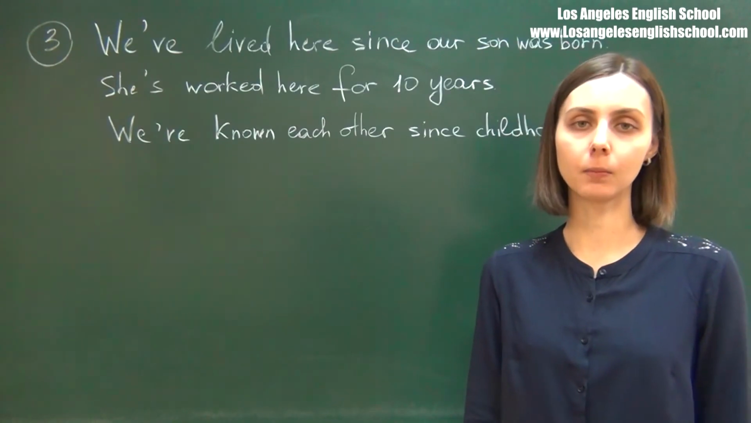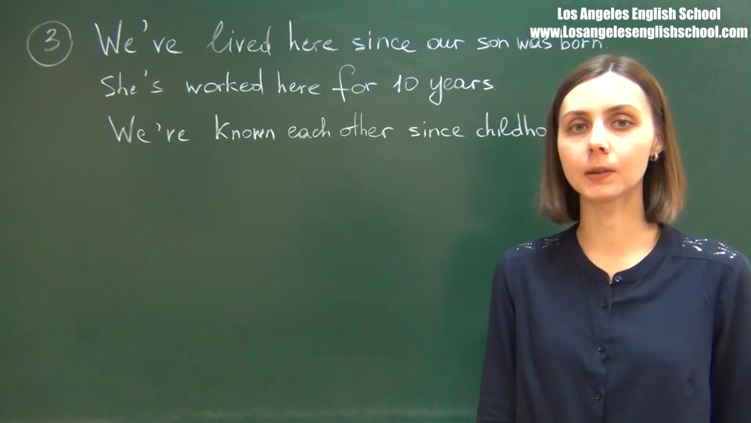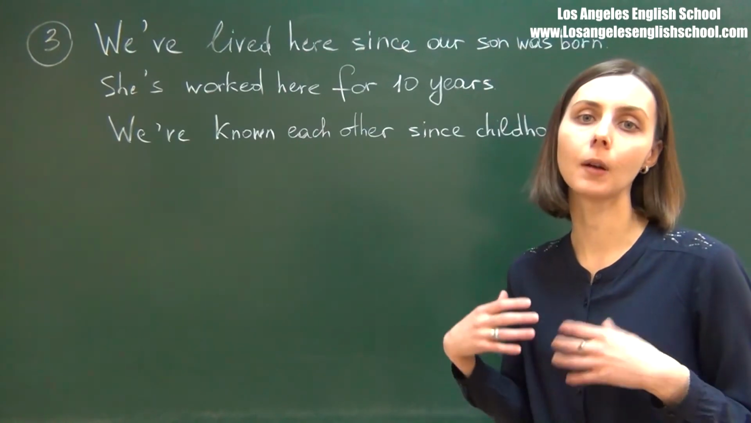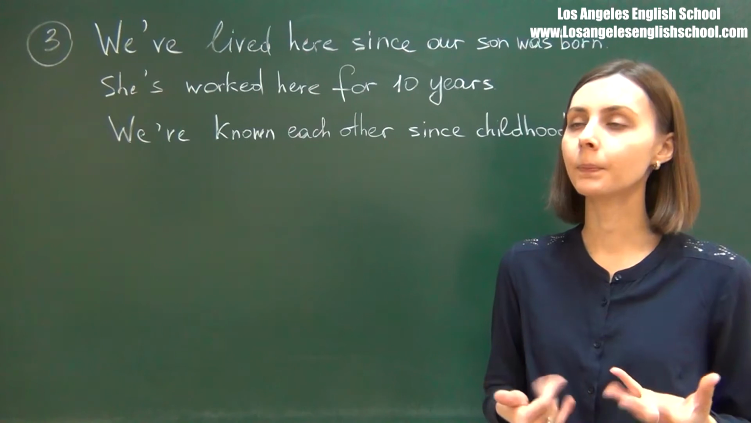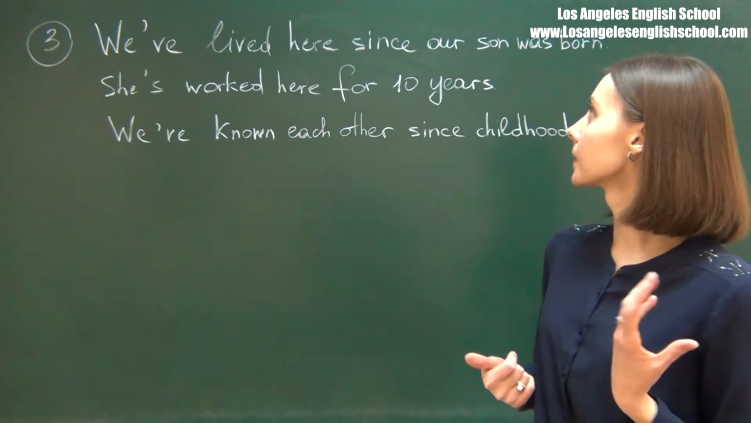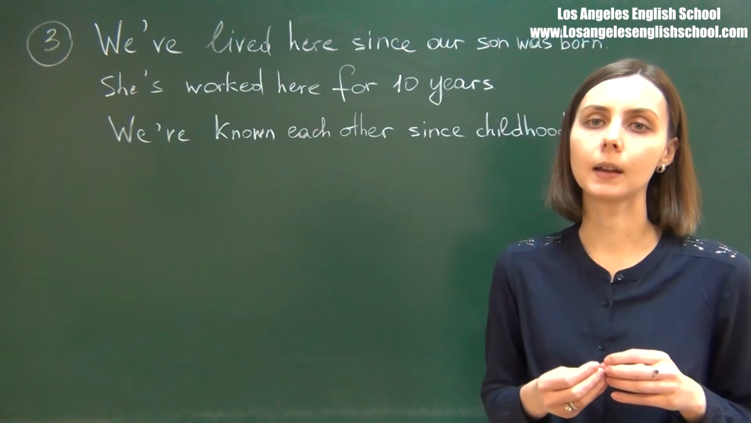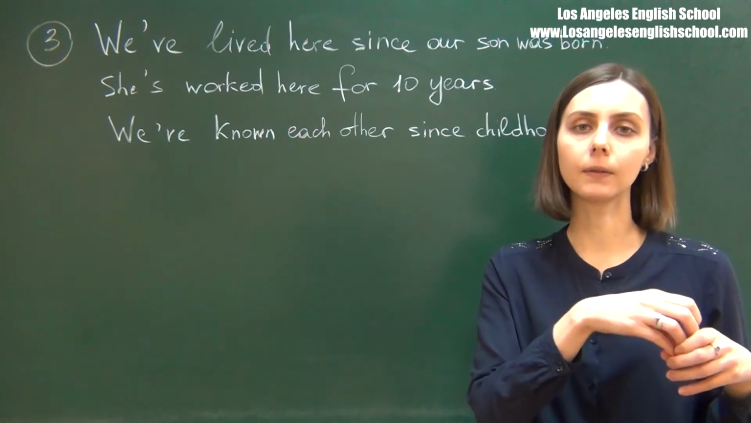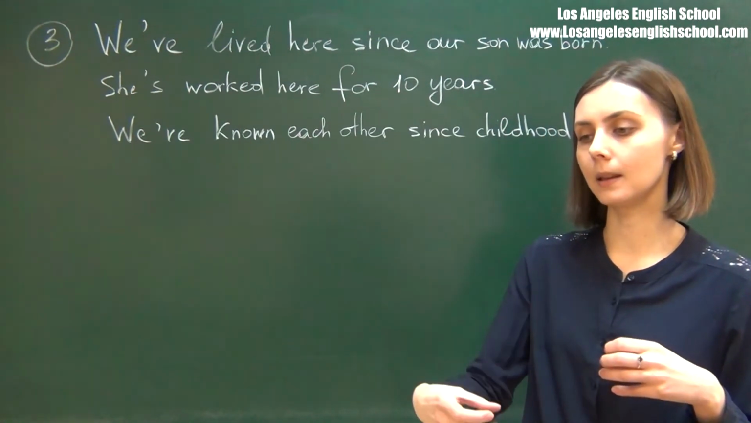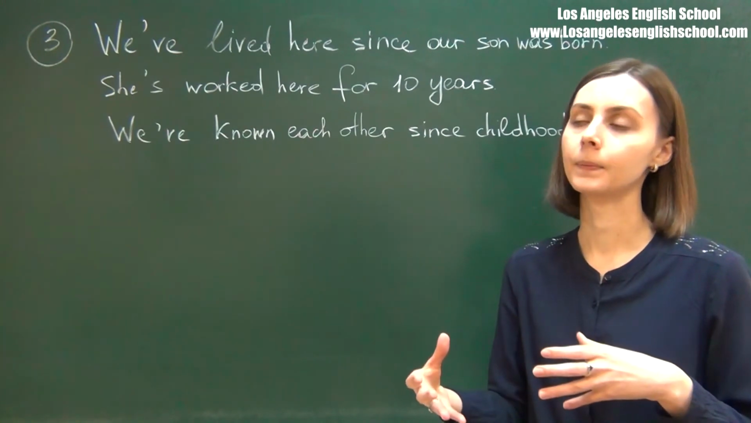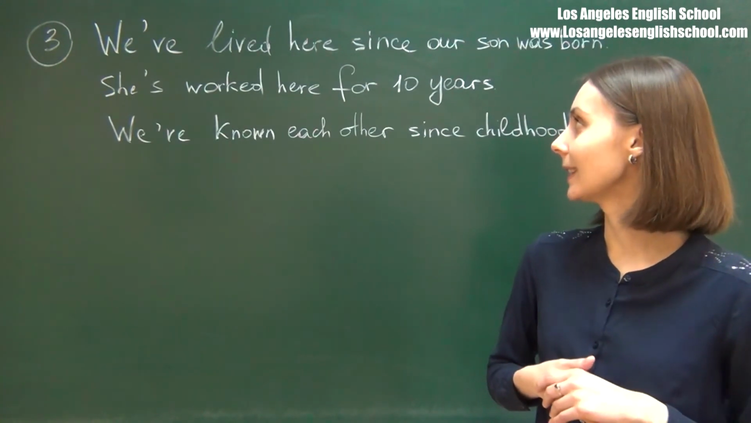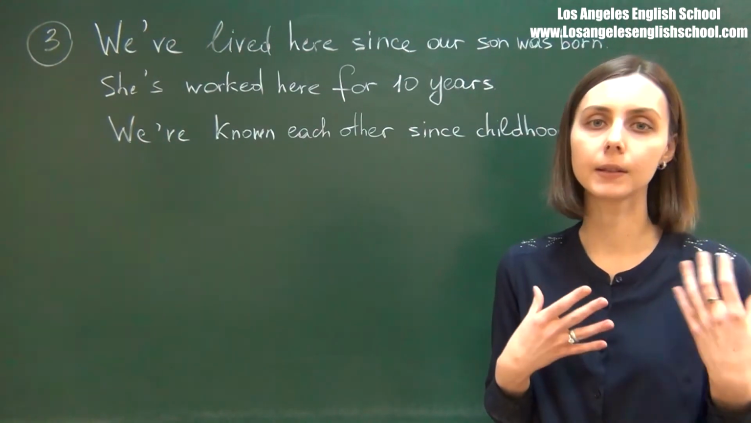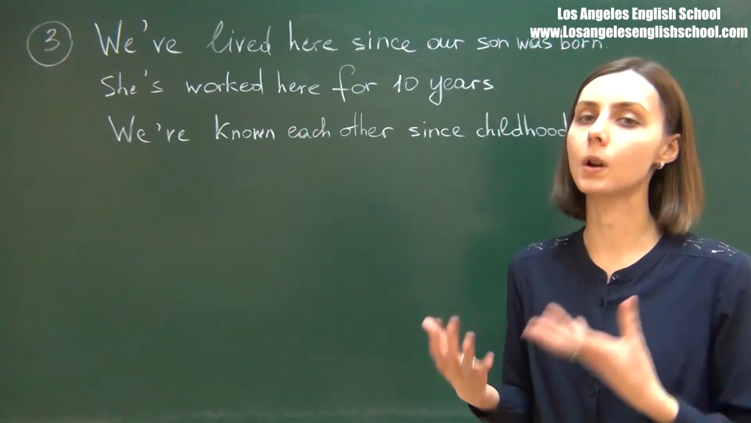We also can use the present perfect when we talk about something that started in the past and continues up to the present. For example, we've lived here since our son was born. It means that since our son was born, we started to live here and we still live here. She's worked here for 10 years. It means that she started working here 10 years ago and she still works here.